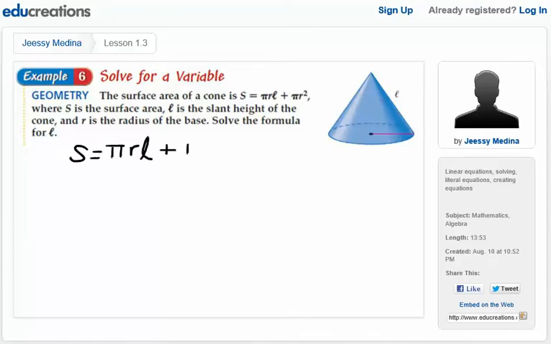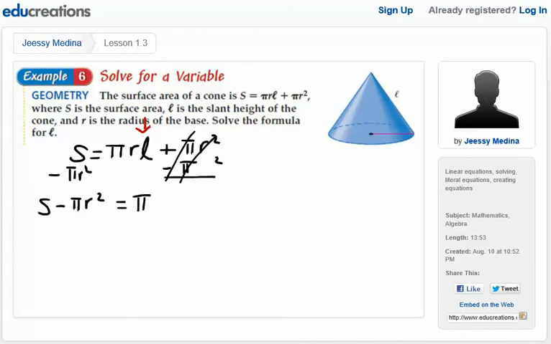Alright, let's see, pi r squared. And I'm interested in solving for L. So that means I'm going for this variable. So the first thing I would do is subtract this quantity from both sides. See that? Because I'm crossing the equal sign, that means this quantity is no longer on this side. And I have s minus pi r squared equals pi r L.